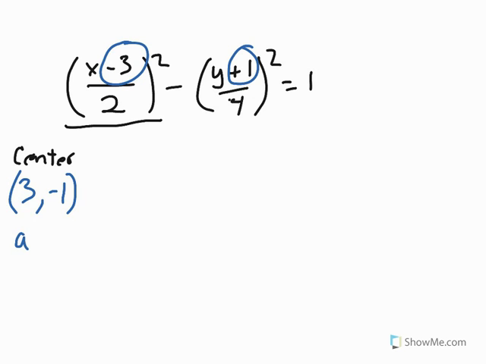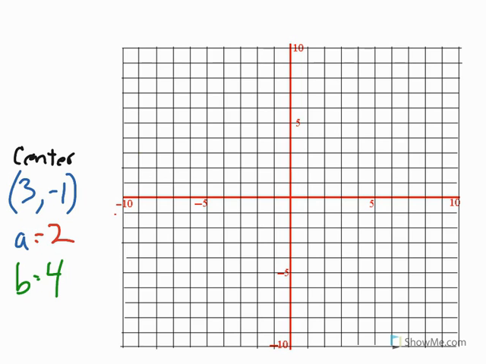Our a value, which is always with the x term, is in this case 2. And our b value, which is always with the y term, is in this case 4. So now we have our center point, our a, and our b, and we know that this one opens horizontally since the x term comes first. So let's go ahead and grab some graph paper and see if we can graph this one as well.